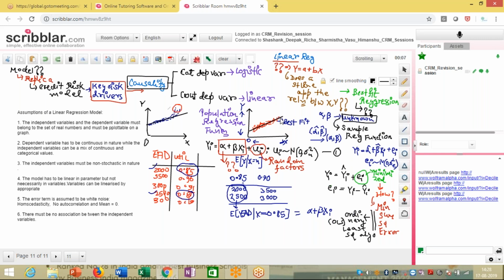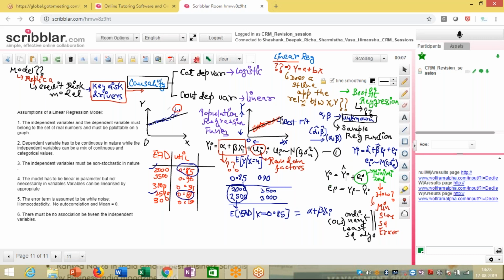So what we are always trying to predict is the expected value of y given x. This is something we are always trying to model in any regression framework, right? So we started off talking about the population regression function, and then we started talking about the sample regression function.